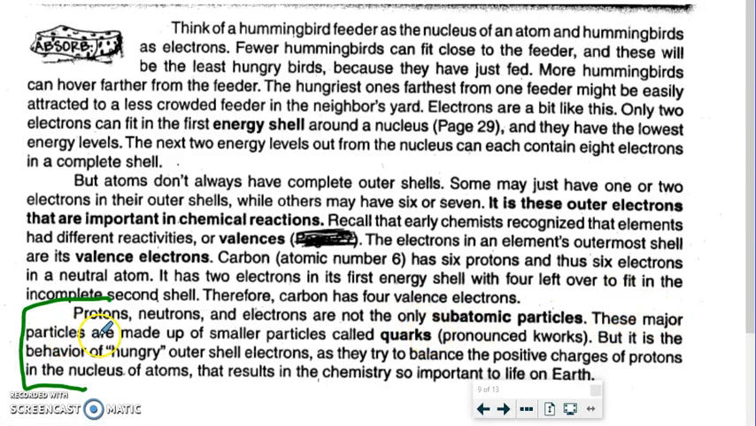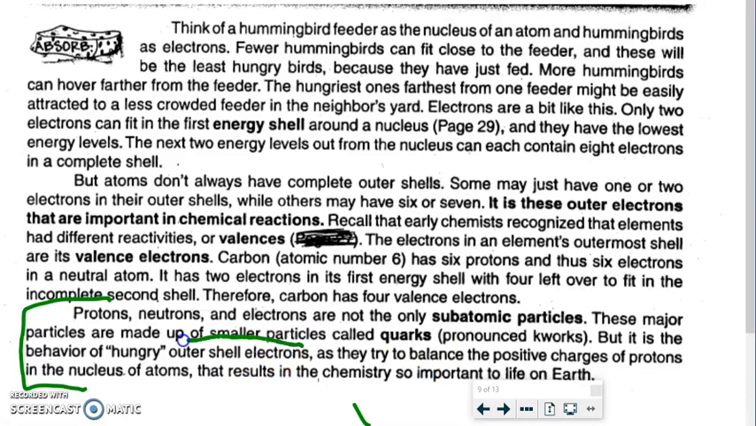These major particles are made up of smaller particles called quarks. But it is the behavior of hungry outer shell electrons as they try to balance positive charges of protons in the nucleus that results in chemistry. Blah, blah, blah. Okay, so we do have these little things called quarks. We're not really going to worry about them.